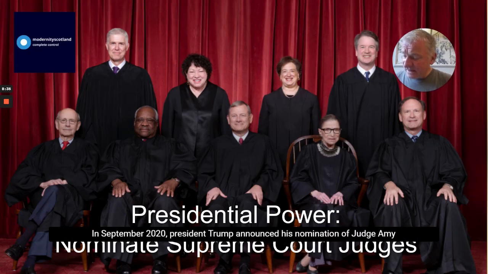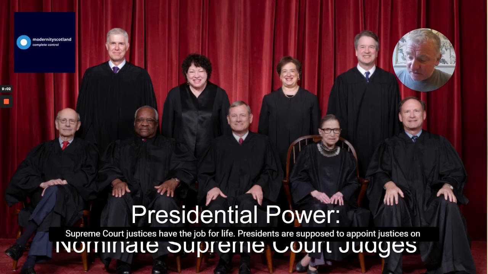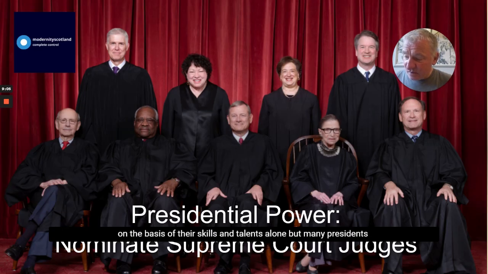In July 2018, Donald Trump successfully nominated another Conservative court judge, Brett Kavanaugh. In September 2020, Trump announced his nomination of Judge Amy Coney Barrett. An extremely conservative judge, Barrett is expected to move the ideological centre of the Supreme Court even further to the right than it had been under the court's previous 5-4 Conservative majorities, and to make Conservative rulings from the court more likely for many years to come. Supreme Court judges have their job for life, and while presidents are supposed to nominate judges on the basis of their skills and talents alone, many presidents make explicitly political appointments, and Donald Trump, through his own good fortune, had the ability to successfully nominate 3 judges.